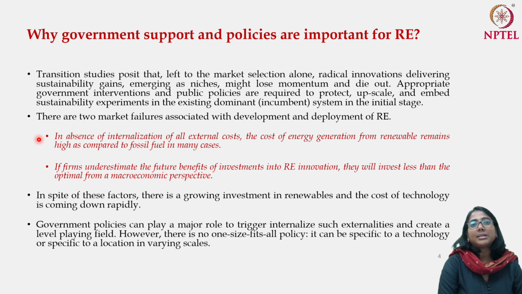The second point is about the time of benefit. If the farms underestimate the future benefit of investment into the renewable innovation, then they will not be willing to invest too much money from a macroeconomic perspective, and there will be some underinvestment in the projects. Now, why is that so? This is because the alternative to the renewable energy is the fossil fuel. Now, fossil fuel is depletable in nature. Now, the depletion will take some period of time.